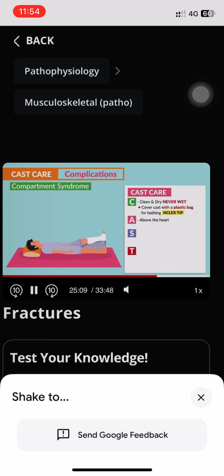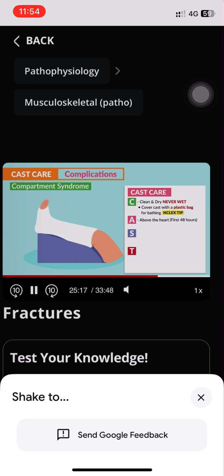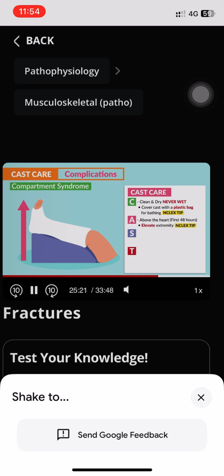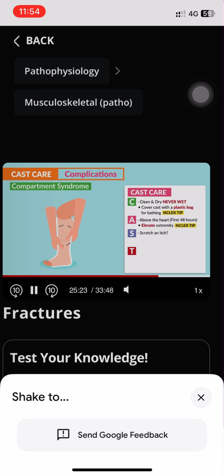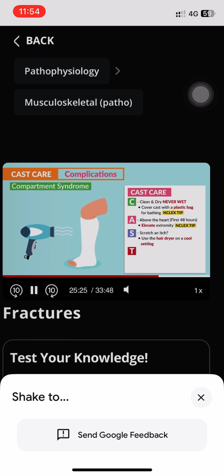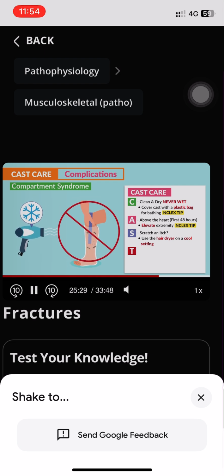A is for above the heart for the first 48 hours. This is done to decrease the swelling and prevent compartment syndrome. So key terms, elevate the extremity. Huge NCLEX tip. S is for scratching an itch. We always use a hairdryer on the cool setting. Never put anything under a cast to scratch an itch. So big NCLEX tip again, write it down. We always use a hairdryer on the cool setting for any type of itch.